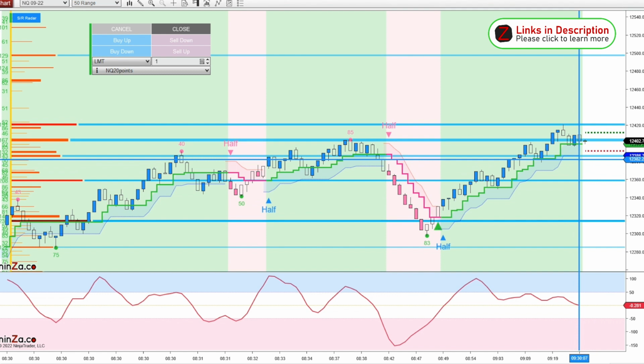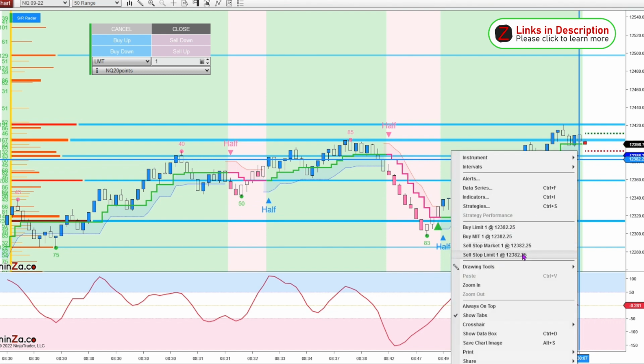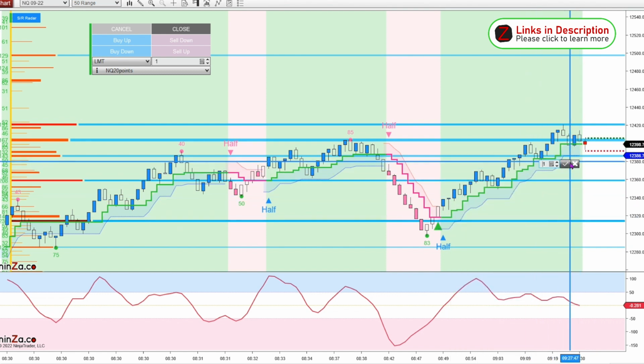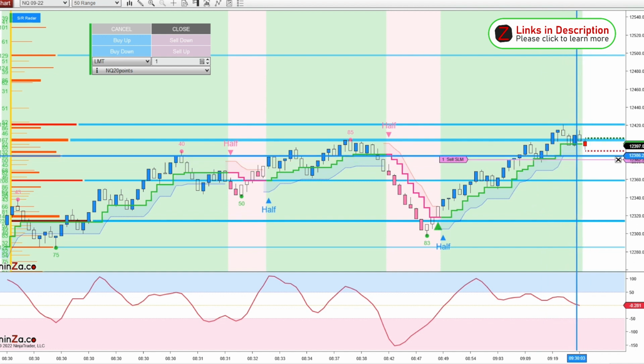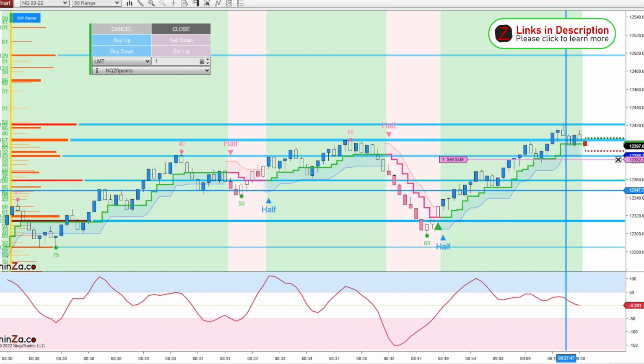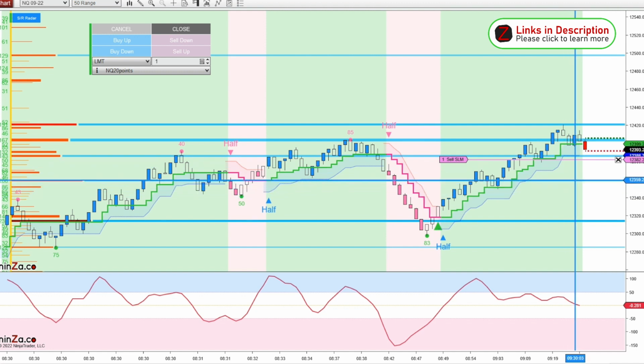So the market's open now. I still like this short below this last support and resistance radar line, taking it down to this next support and resistance radar line.